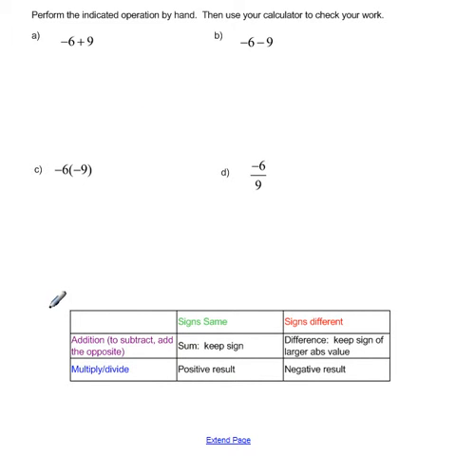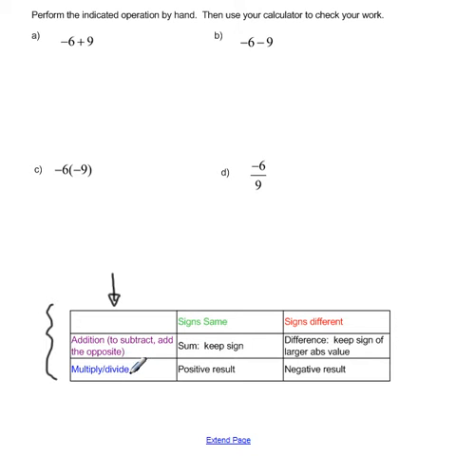So down at the bottom of the page, I've summarized the rules for working with signed numbers depending on what operations we're doing. Going down here, we can see the different operations we've worked with so far. We've got addition, and with that is subtraction, because remember when we subtract we add the opposite. When we're adding signed numbers, if the signs are the same, we take their sum, we add the numbers, and we keep the sign. But if the signs are different, we take the difference of the absolute values and we keep the sign of the larger absolute value. So that's addition, and subtraction gets thrown in there as well.